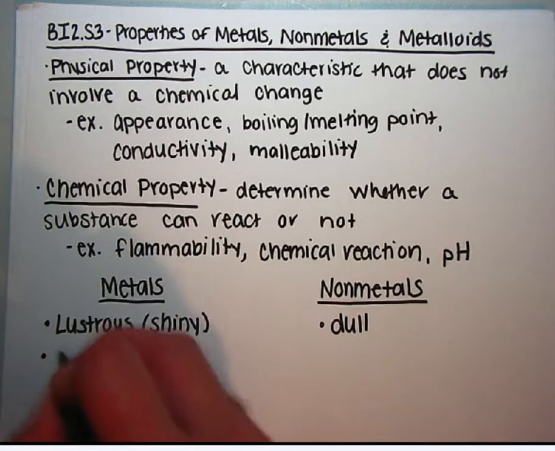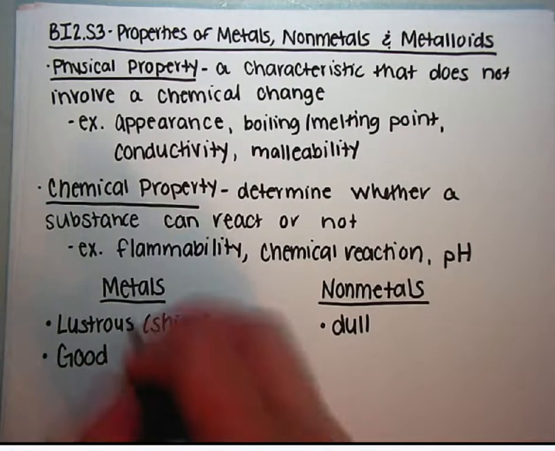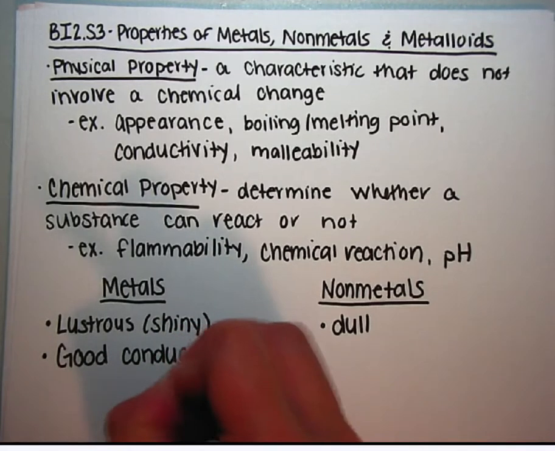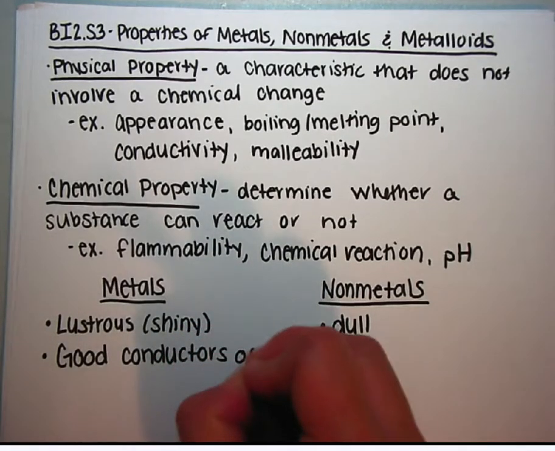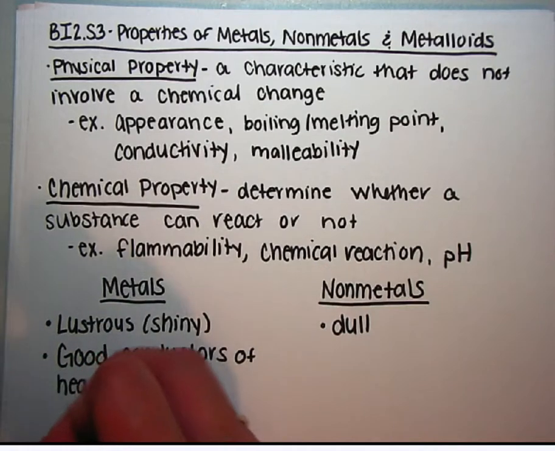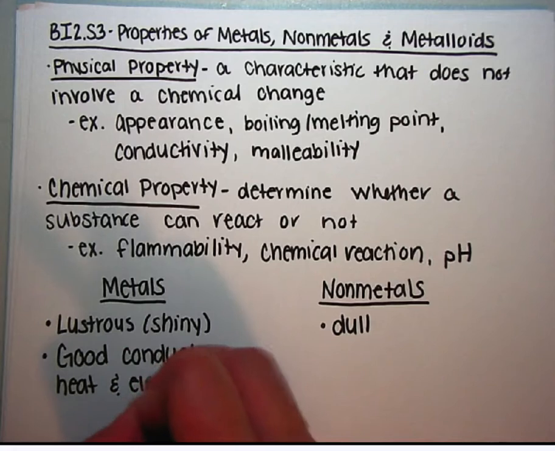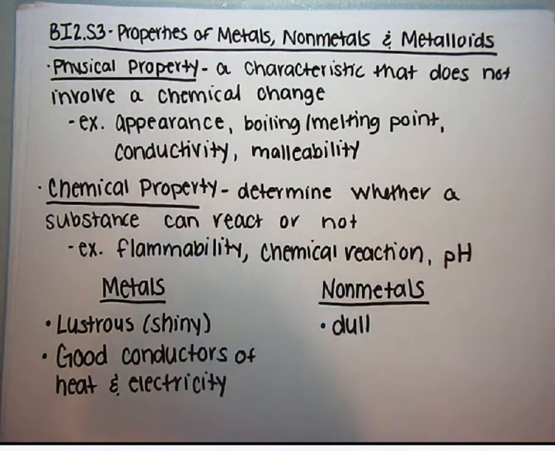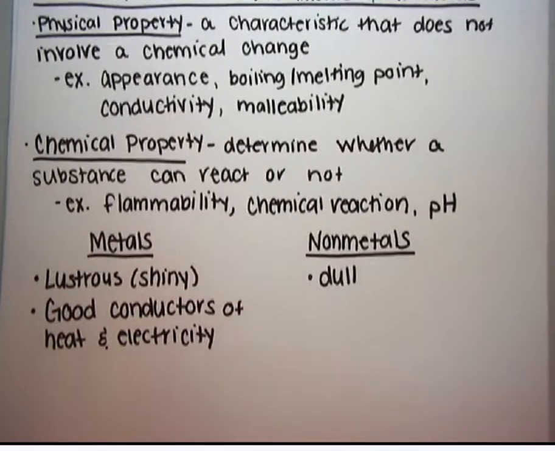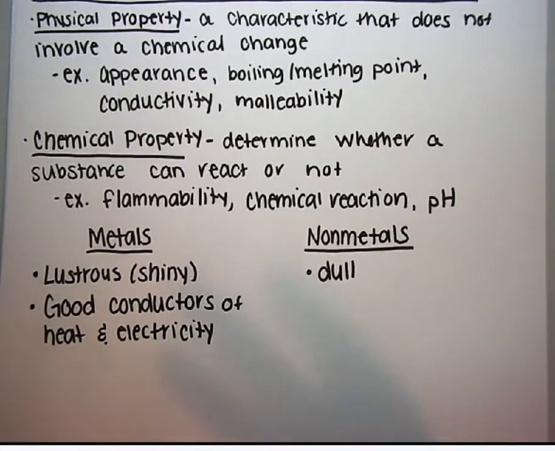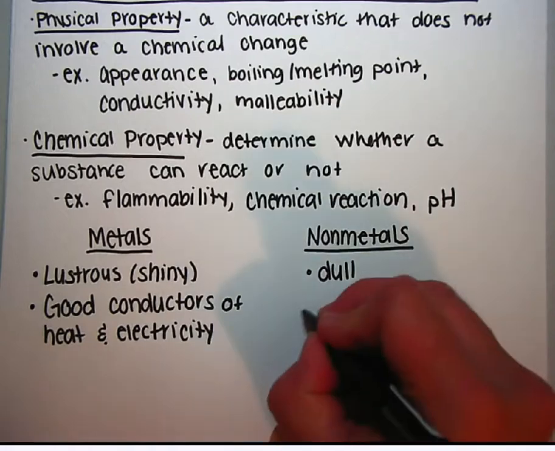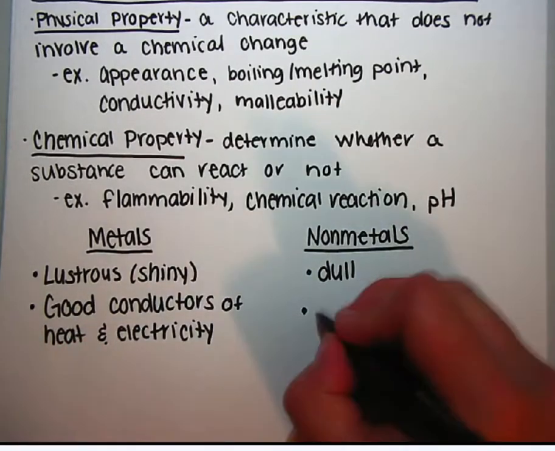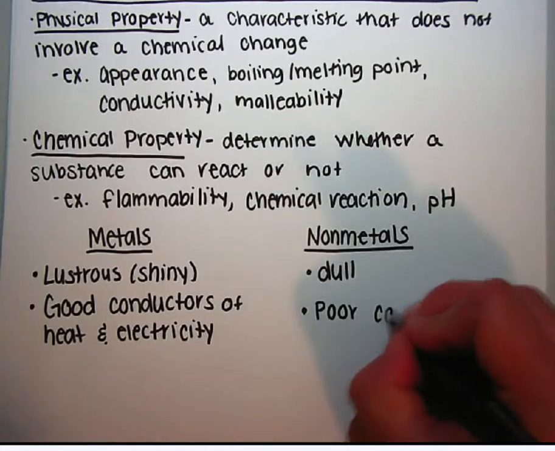Next, metals are good conductors of heat and electricity. So that's one that we've already talked about. Metals get hot. If you are heating up metal, if you're cooking, or if you leave your keys outside on a hot sunny day, that metal is going to get hot. Metals are good conductors of heat and electricity. Nonmetals have the opposite property. So if metals are good conductors, that means nonmetals are going to be poor conductors.